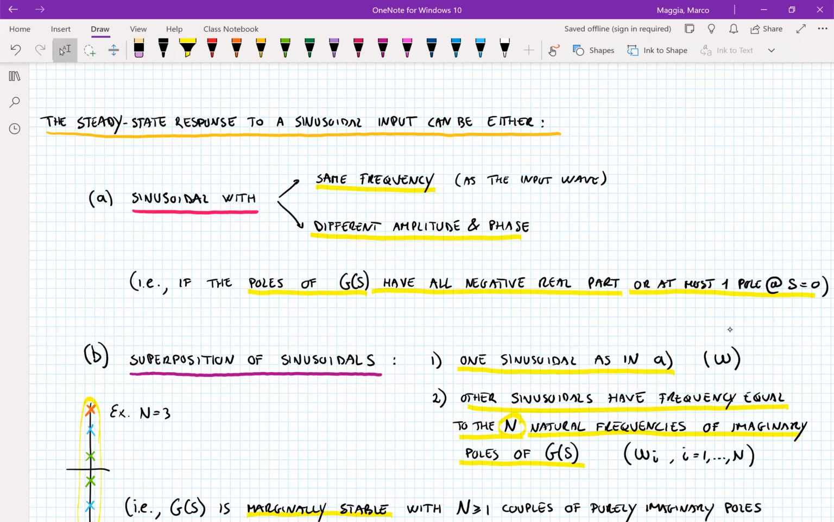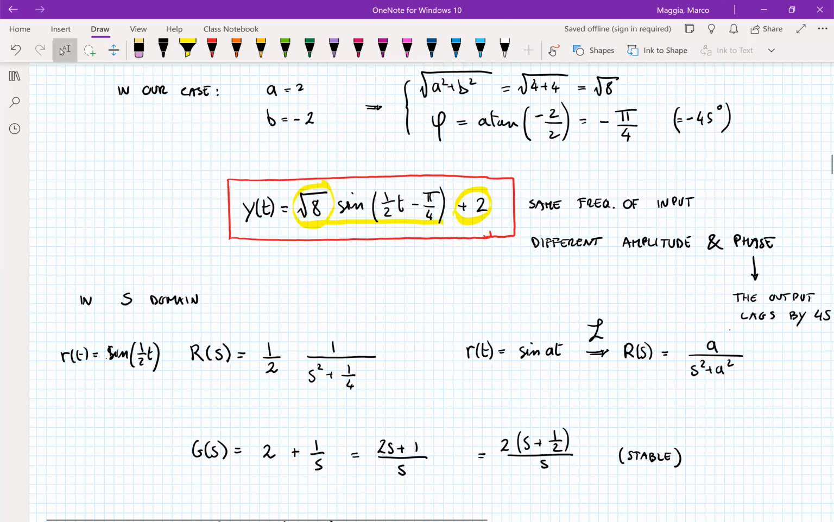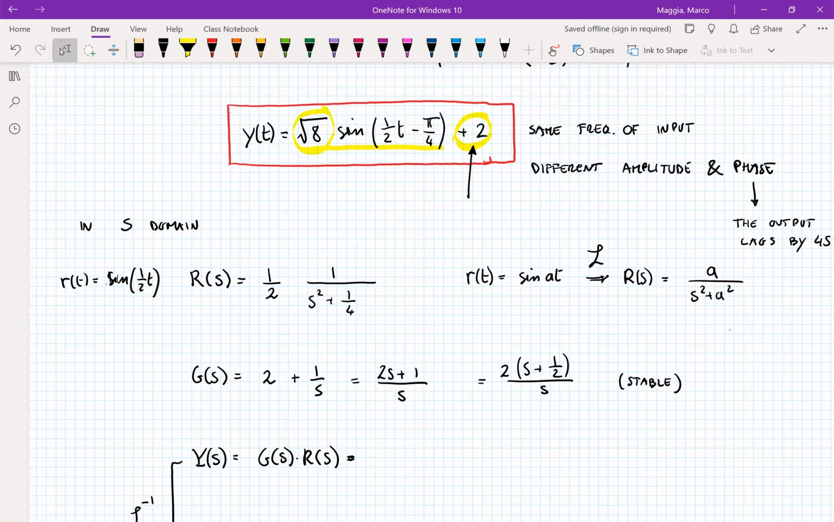If we go back, I wrote that if the poles of g of s all have negative real part, or at most have one pole at the origin, such as in this case, then the response is simply a sinusoidal wave with the same frequency as the input. That checks, we already know the answer, but of course with different amplitude and phase. The fact that we have the pole at the origin will be the cause of the constant of +2. But nevertheless, the shape of the output is always the same. It doesn't matter if it is translated or not.